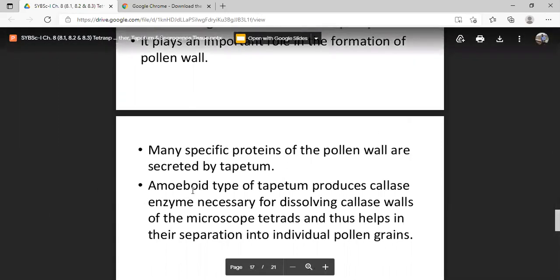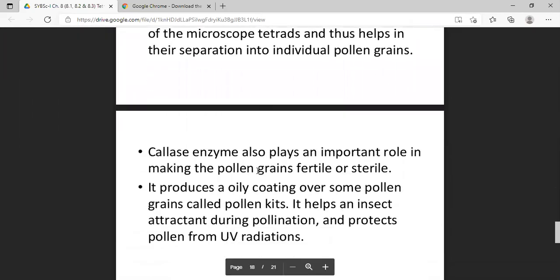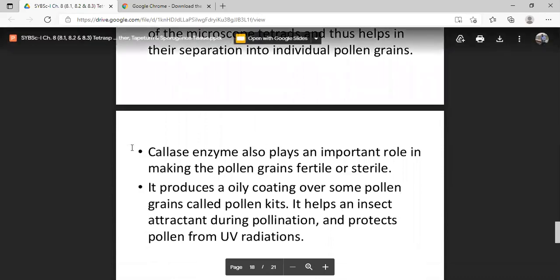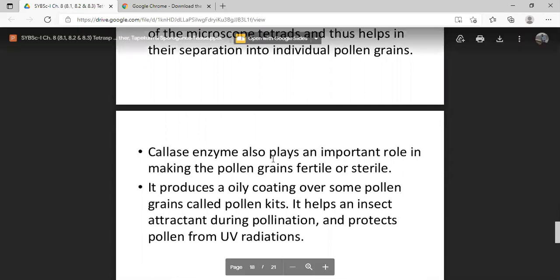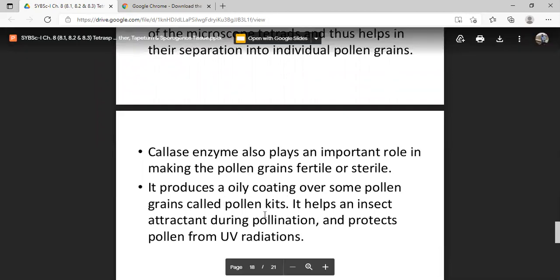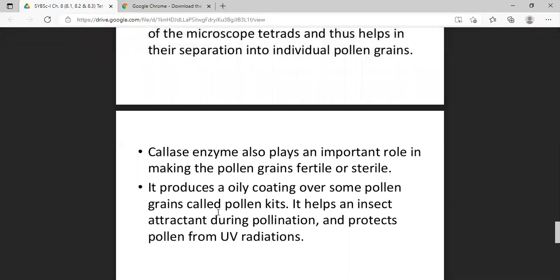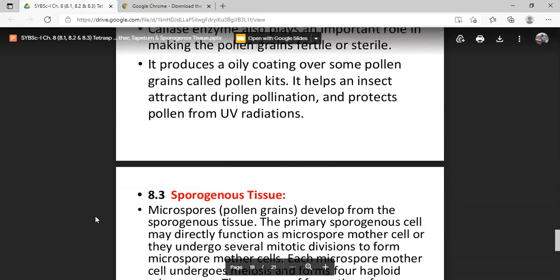So these are some of the functions, but you only need the important ones. It also secretes some callase enzymes, which are important for making a pollen grain fertile or sterile. The tapetum also produces an oily coating over the pollen grains, which we call pollen kit. It helps attract insects during pollination. It also helps protect against UV.